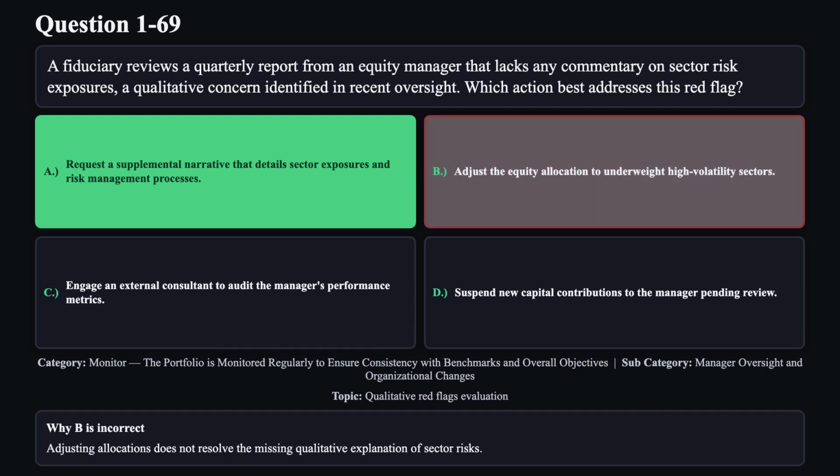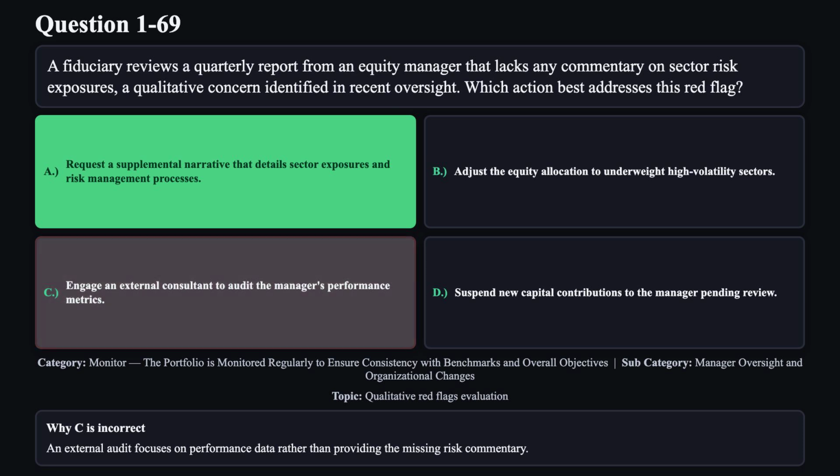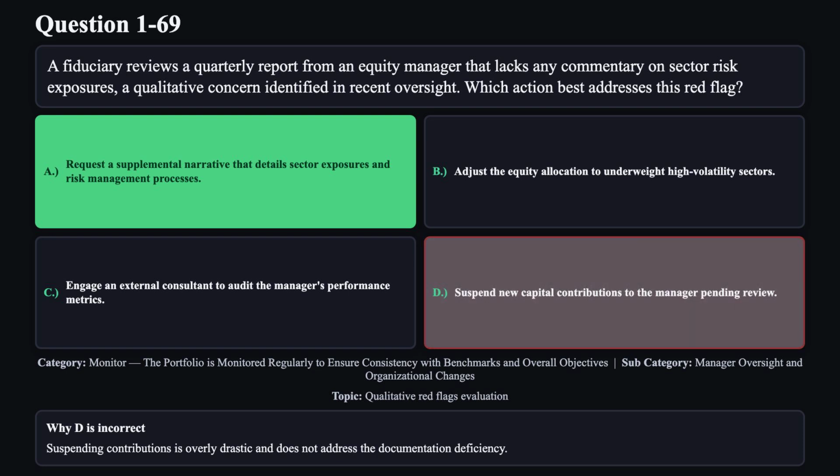Reason B is not correct. Adjusting allocations does not resolve the missing qualitative explanation of sector risks. Reason C is not correct. An external audit focuses on performance data rather than providing the missing risk commentary. Reason D is not correct. Suspending contributions is overly drastic and does not address the documentation deficiency.